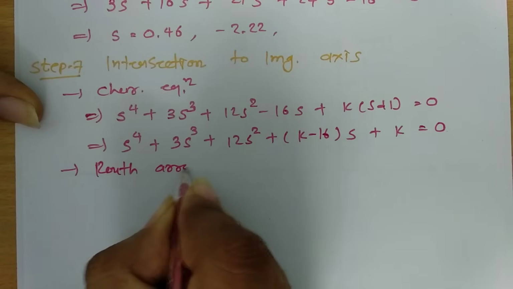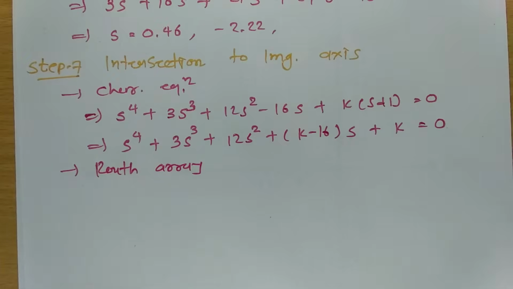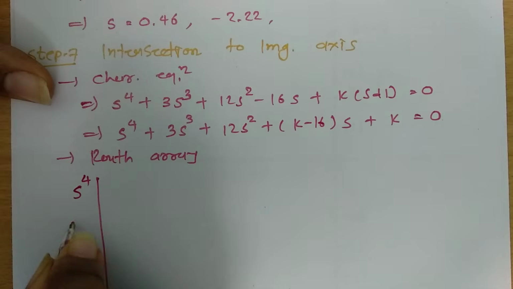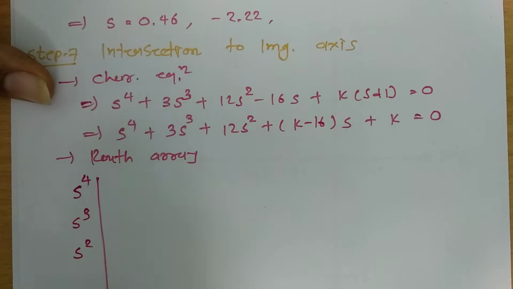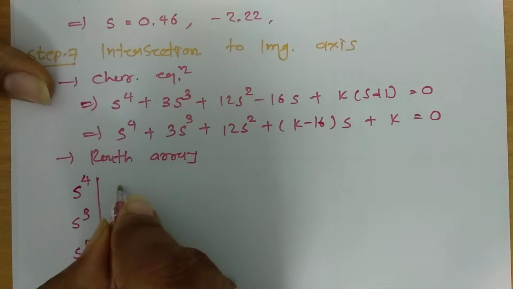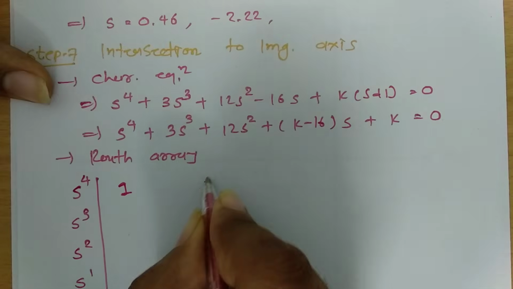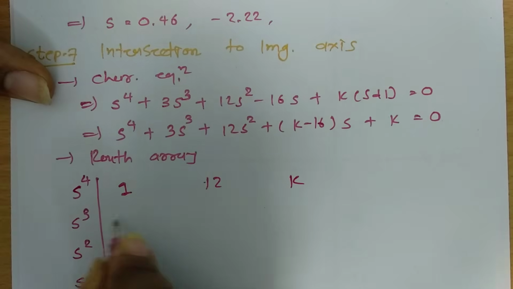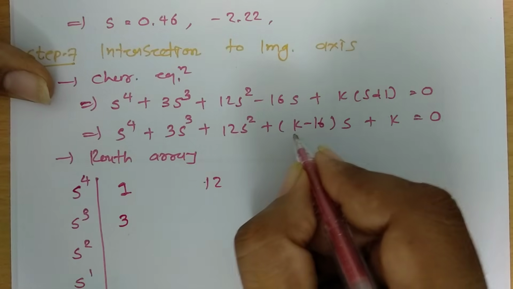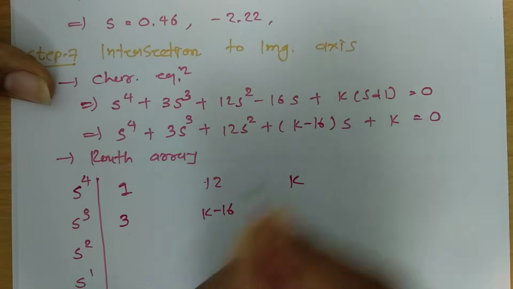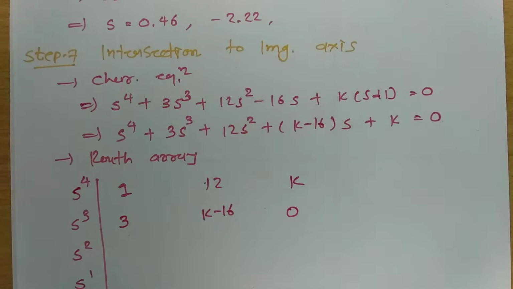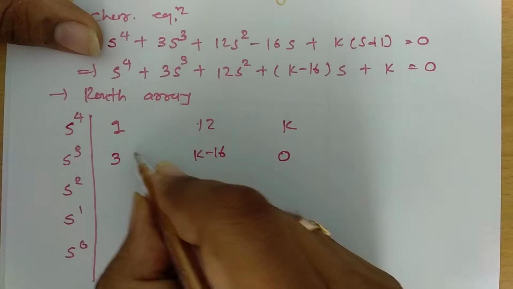So the Routh array. Now in the Routh array here order 4 is there. So s to the power 4, s to the power 3, s to the power 2, 1 and s to the power 0. S to the power 4 has element 1, skip one element, and next is 12, and skip one element, and next is k. S to the power 3 has element 3, skip one element, next element is k minus 16, and a further element is not present. So this is 0.